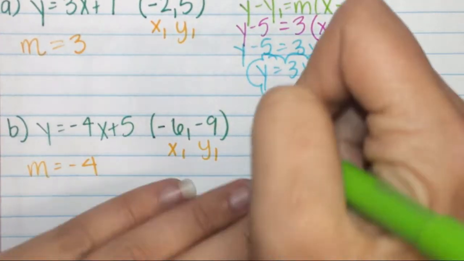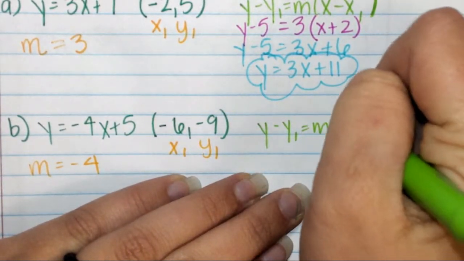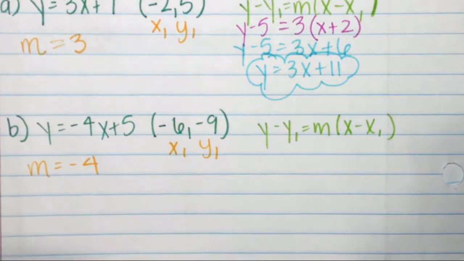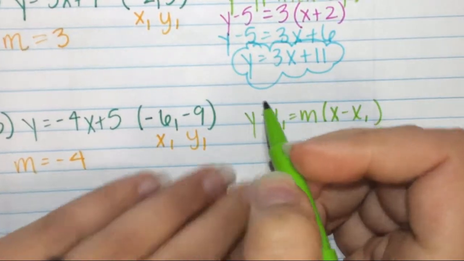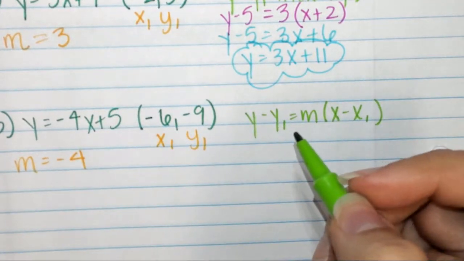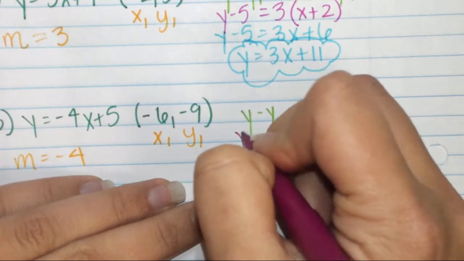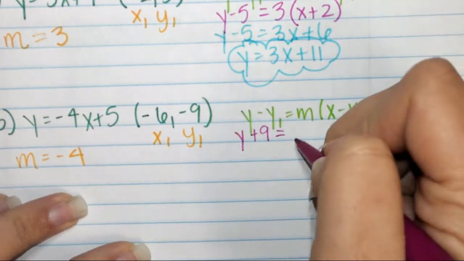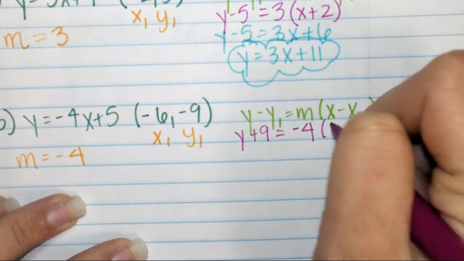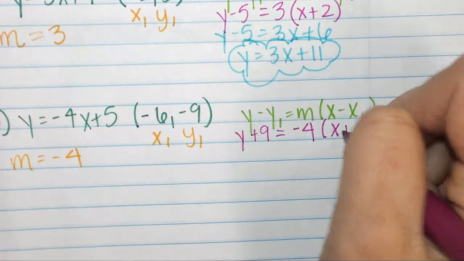y minus y1 equals m times x minus x1. Now, am I going to write y minus a negative 9 or y plus 9? Y plus 9. Alright, what's our m? Negative 4. And am I going to write x minus negative 6 or x plus 6?